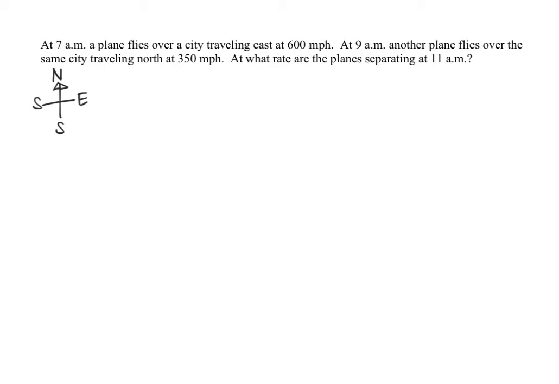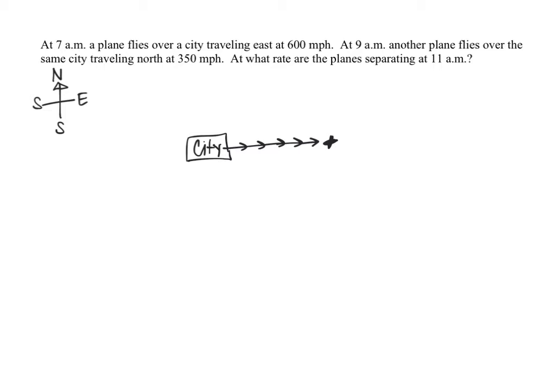So I'm going to draw my city. I'm going to say this is my city right here. And it says at 7 a.m., a plane is flying over this city traveling east. So I can see that at 7 a.m., this plane is going to the right, traveling east. And I'm drawing arrows to indicate that this distance, the distance between the plane and the city, is increasing. So here's my little plane. Thank goodness you don't have to be an artist in this class.